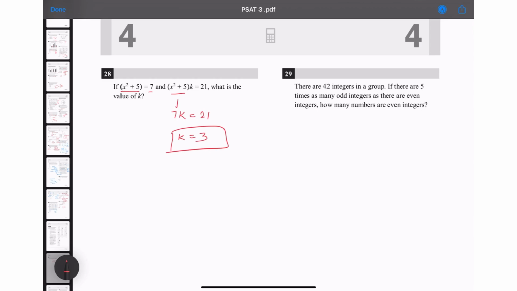There are 42 integers in a group. There are 5 times as many odd integers as even integers. Let us suppose even integers are x, so odd are 5x. So the sum is 6x, which gives you 42. So how many are even? Even are 7. So the answer is 7.